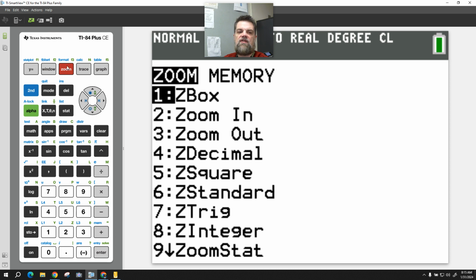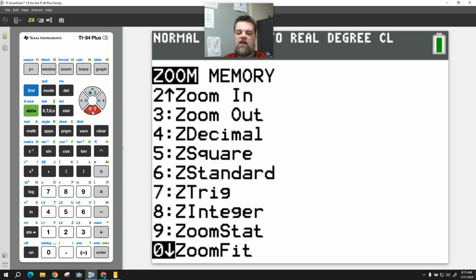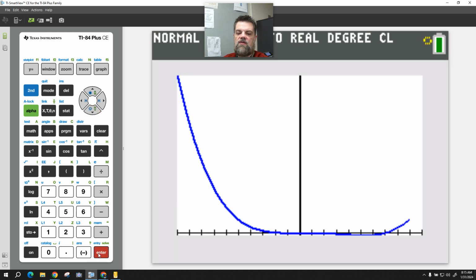When you hit this button, you'll get a menu that says zoom, and I'll have a bunch of different options down here. We want to go down to, you just hit the cursor, the up or down button. This will get you anywhere on the screen, left, right, up or down. We're going to go down to option 0, which is zoom fit. Now, if you hit 0, it'll do zoom fit, but if you scroll down and hit enter, it'll hit zoom fit. When you do that, it fits it to the graph. In other words, it zooms in or out based on what the graph does. Okay?